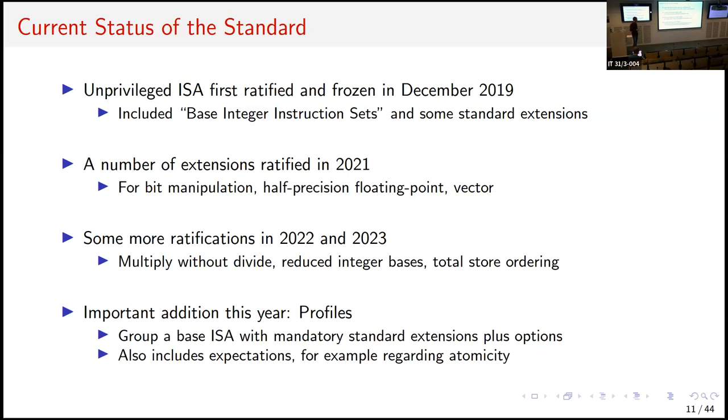So basically with all those extensions, it's getting hard to keep track of what is actually implemented where. So basically a profile is a group of a base ISA and mandatory extensions. So there is a profile that says I have this base ISA and this set of extensions. You can use it as a shortcut, and then you know which extensions you can use on it. And also some expectations regarding atomic instructions of what you can expect from compliant hardware to fulfill.